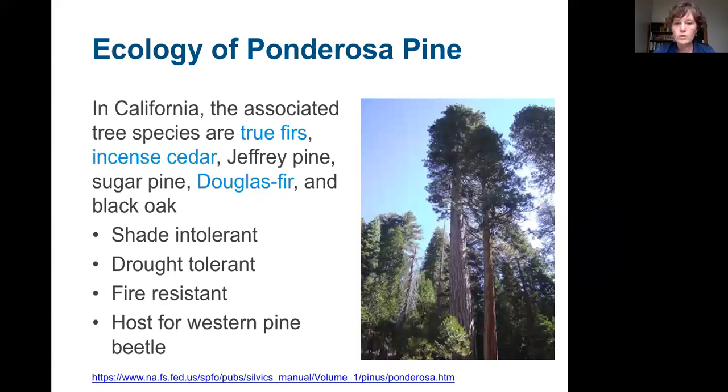They're shade intolerant. They're very drought tolerant, which makes them very well adapted to a Mediterranean climate and California specifically. They're fire resistant, with incredibly thick bark when they get to be big old trees. So they were very well adapted to the historical fire regime, where fires burned at much lower intensity than we've seen in the last few decades and burned much more frequently. Those fires wouldn't hurt these big old trees because their canopies were so far off the ground and their bark was so thick, it was insulating them from fire damage. They are a host for the Western pine beetle.